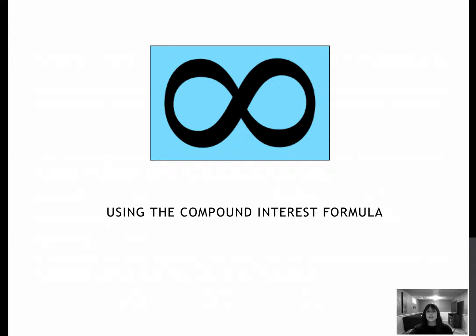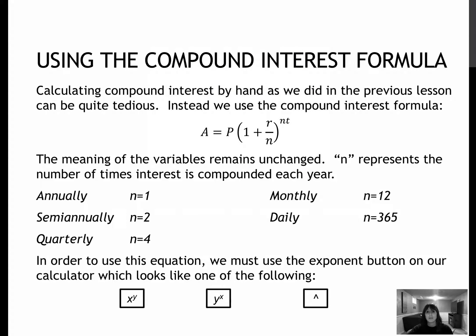Now, of course, the way we just did compound interest on our last video was very cumbersome. So if you can imagine compounding something daily for 3 years, you would have that many lines of work. So 365 times 3 lines of work. And that just is ridiculous. So instead of having to do that, there is, of course, a formula to help us find the compound interest.